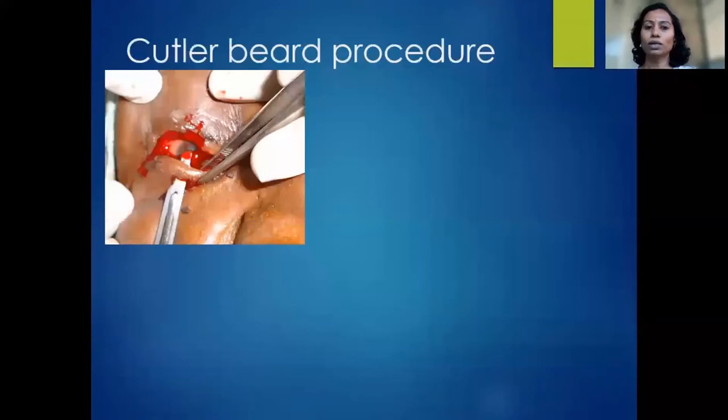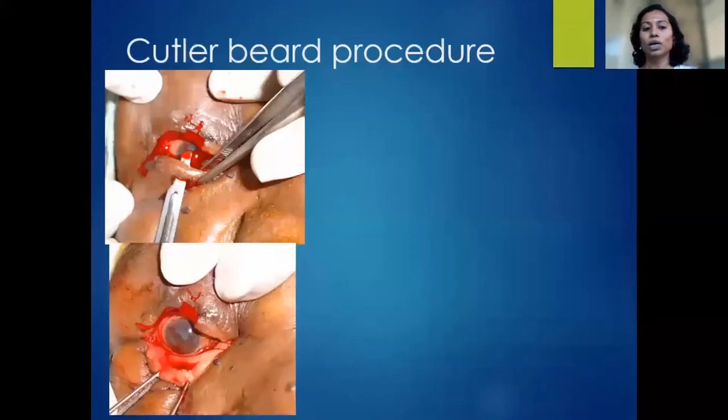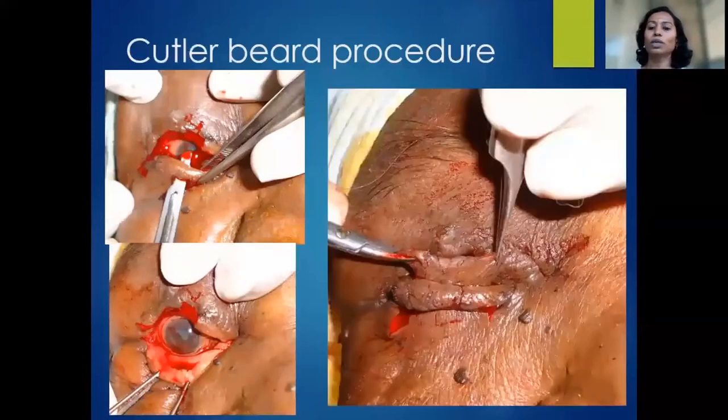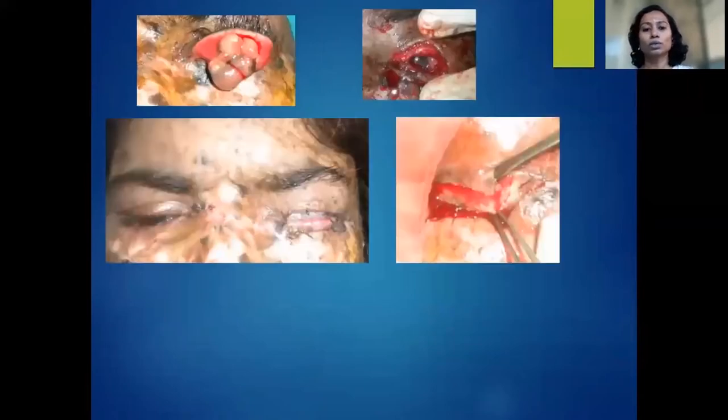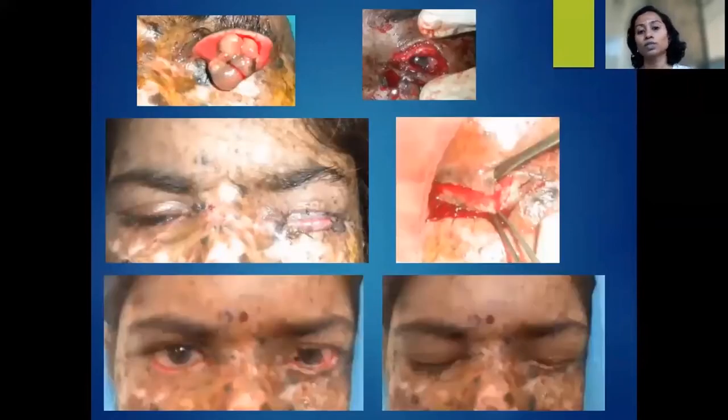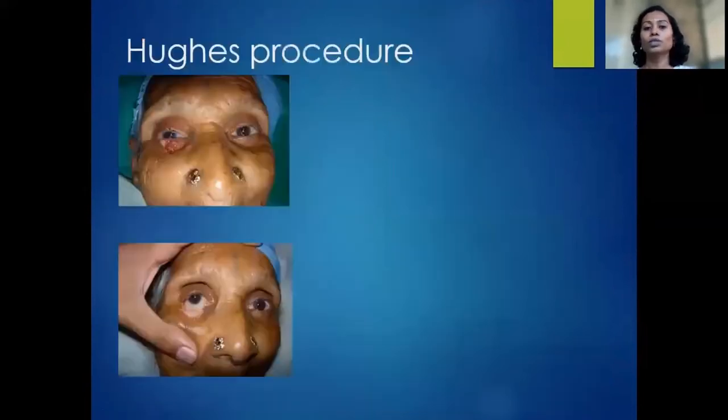So let's just go quickly into the Cutler-Beard procedure. So it's a lower lid sharing procedure. Basically, the lower lid is shared to the upper eyelid along with the tarsoconjunctiva and the skin. So this is how it looks postoperatively. And I'm going to show you a procedure for an upper lid large melanoma like this, which we could get away with a very good Cutler-Beard flap. And this is how the patient looks after the procedure.